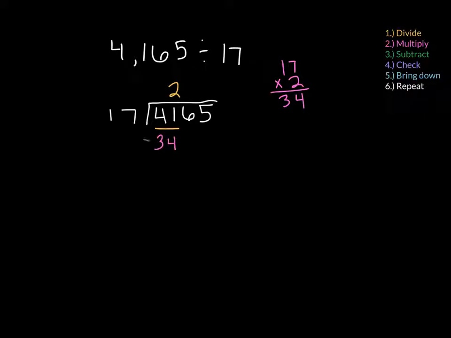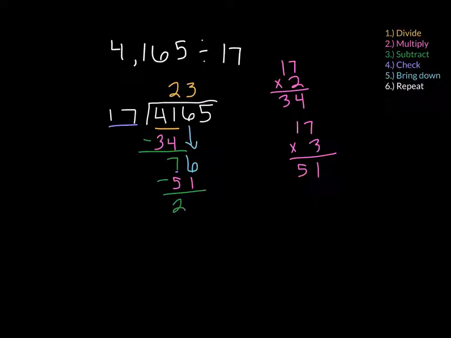Then we subtract, you get 7. Now, let's check and make sure 7 is smaller than 17, and it is. So we're ready to continue now. Bring down the 6. Now let's divide again. 17 is still close to 20. 20 will go into 76 about 3 times. So let's try 3. 17 times 3 would be 51. We subtract, and you get 25.